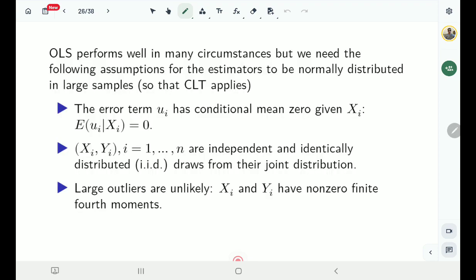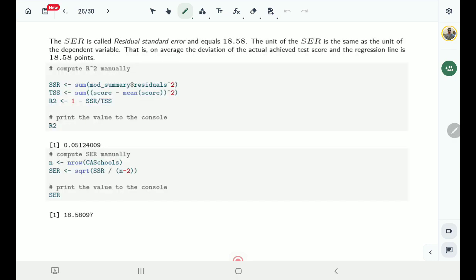Now we have talked about the measures of fit. We have talked about how to get OLS estimators. We already know how to get the OLS estimators mathematically, right? Let me repeat it.